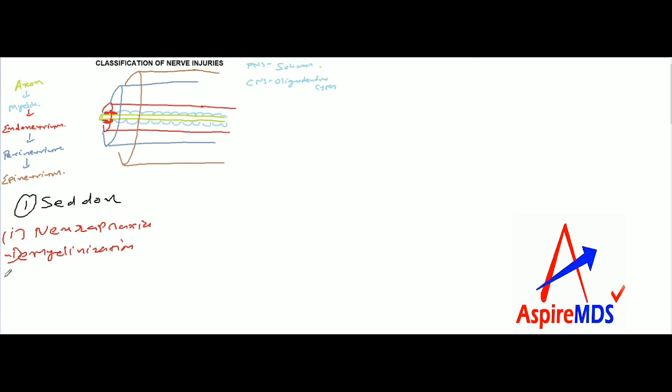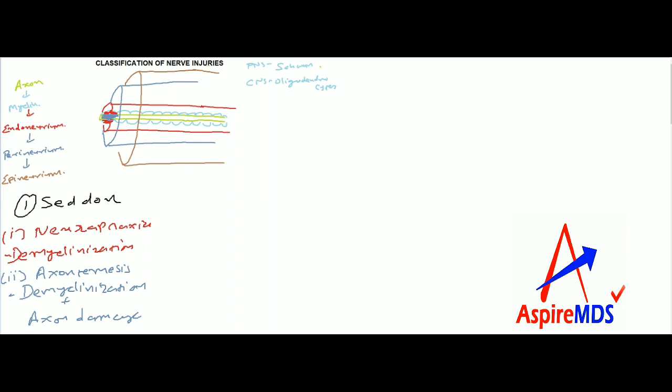Then the second level of injury in the Seddon classification is axonotmesis. What happens in axonotmesis? Of course, the demyelination of neuropraxia is there only, but due to the hypoxia that is generated, there will also be damage to the axon. So the axon within the myelin sheath will also get damaged.